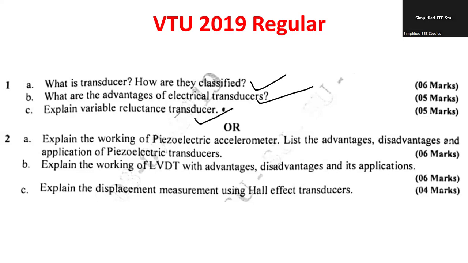Very easy question. What is reluctance transducer? You should know what is reluctance. Reluctance is nothing but L by mu A. So if you know this concept, reluctance is directly proportional to air gap length and inversely proportional to area. So if you know this concept, you can easily explain the reluctance transducer. So altogether, 15 marks from module 1.